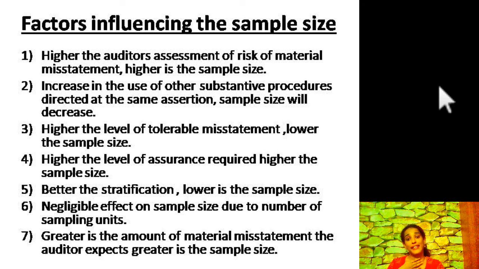Next is better stratification, lower the sample size. That means what? Say I have a population of 1000 transactions. It is ideally stratified or divided into 5 groups of 200 transactions each. These 200 transactions cover different monetary values. Say for example, some transactions are as low as 100 and some are as high as 1 crore.